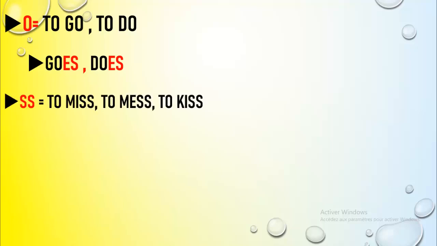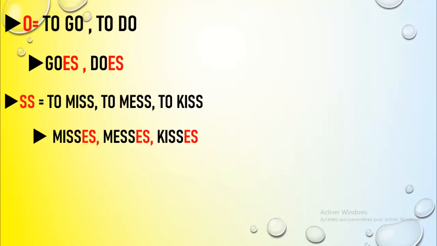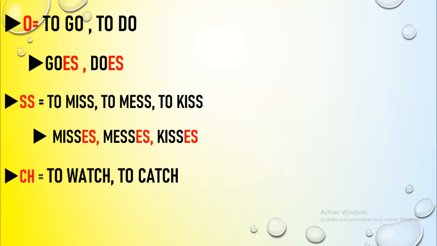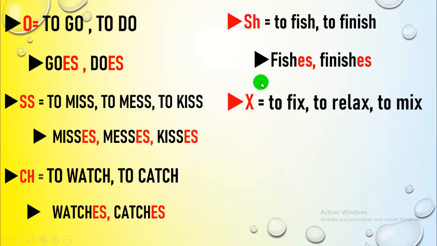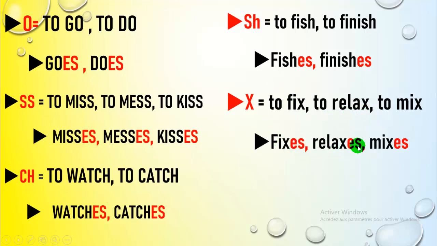Verbs ending in double S: to miss, to mess, to kiss. Misses, messes, kisses. Verbs ending in CH: to watch, to catch. Watches, catches. Verbs ending in SH: to fish, to finish. Fishes, finishes. Verbs ending in X: to fix, to relax, to mix. Here you have fixes, relaxes, mixes.